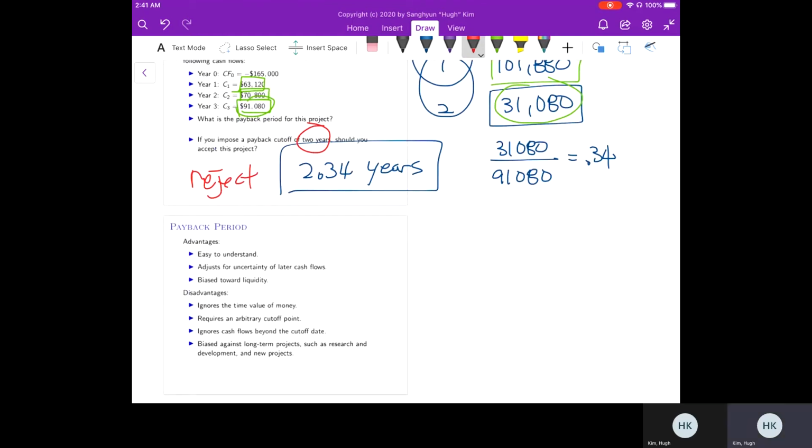The biggest advantage of the payback period rule is that it's very simple and easy to understand, so many people like it. But it has many issues. One of the biggest issues is that the payback period rule completely ignores the time value of money. So it treats later money equally as earlier money, and we have learned that earlier money is worth more than later money.